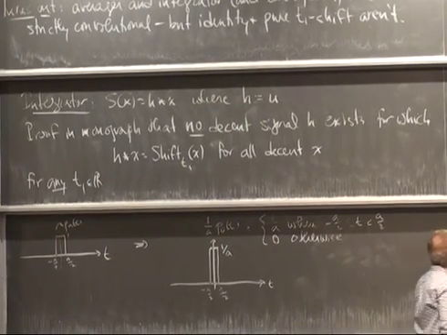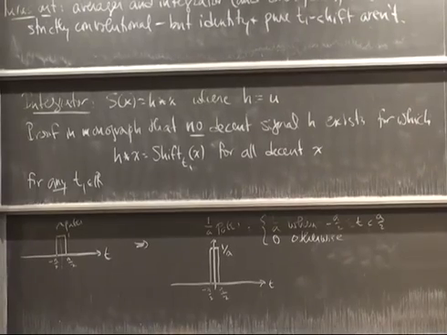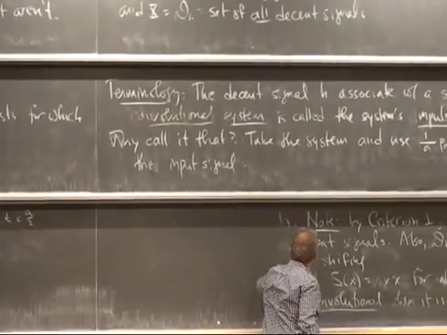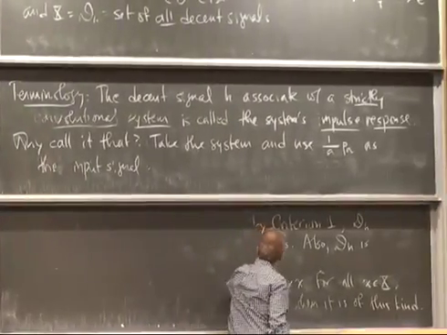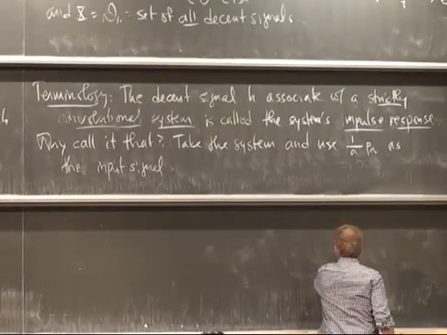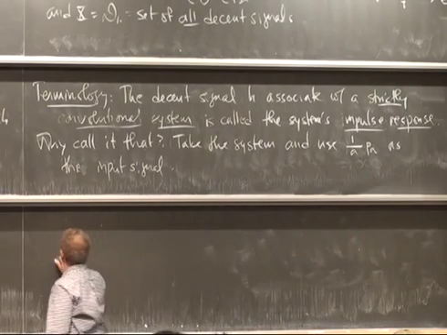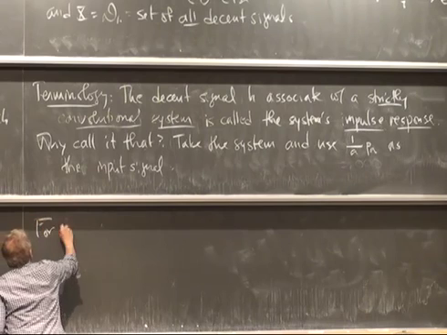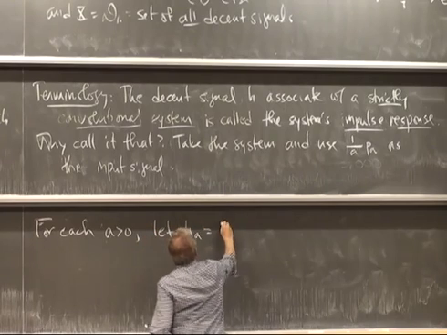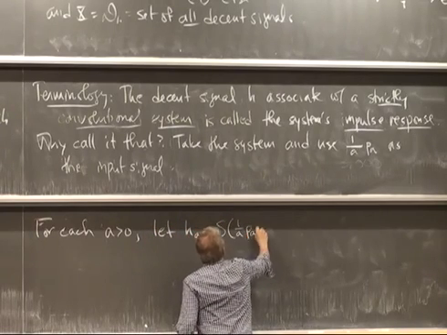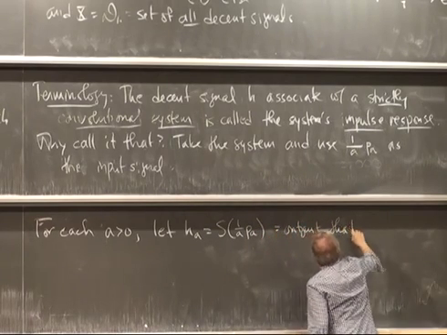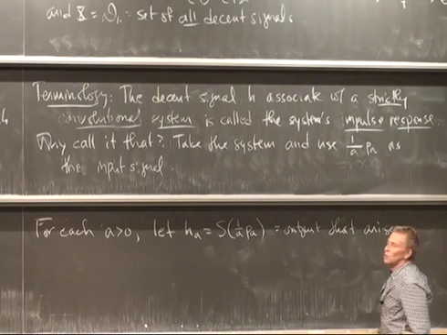So anyway, let the output that arises from P_A, we're going to call that H_A. So let H_A, for each a bigger than 0, let H_A equal S of 1 over a P_A. So that's the output that arises from that input.